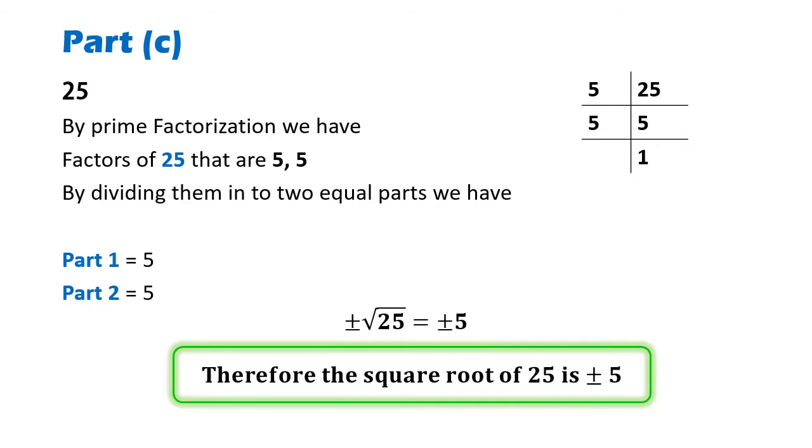Part C. First calculate the factors of 25 by the prime factorization method. So, we have factors of 25 that are 5 and 5. By dividing them in two equal parts as shown, we have each part equal to 5, therefore the square root of 25 is plus minus 5.